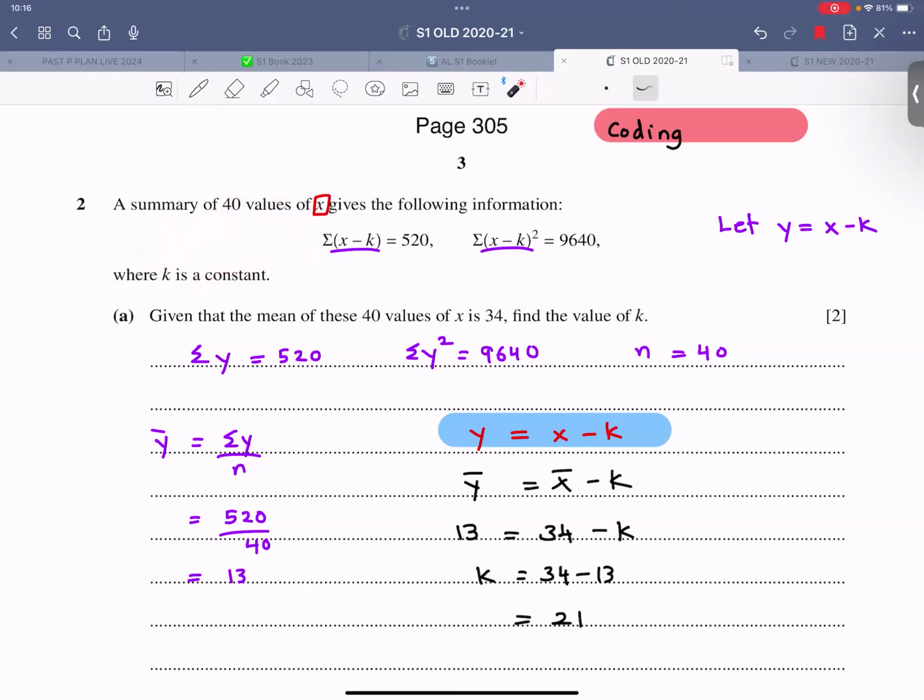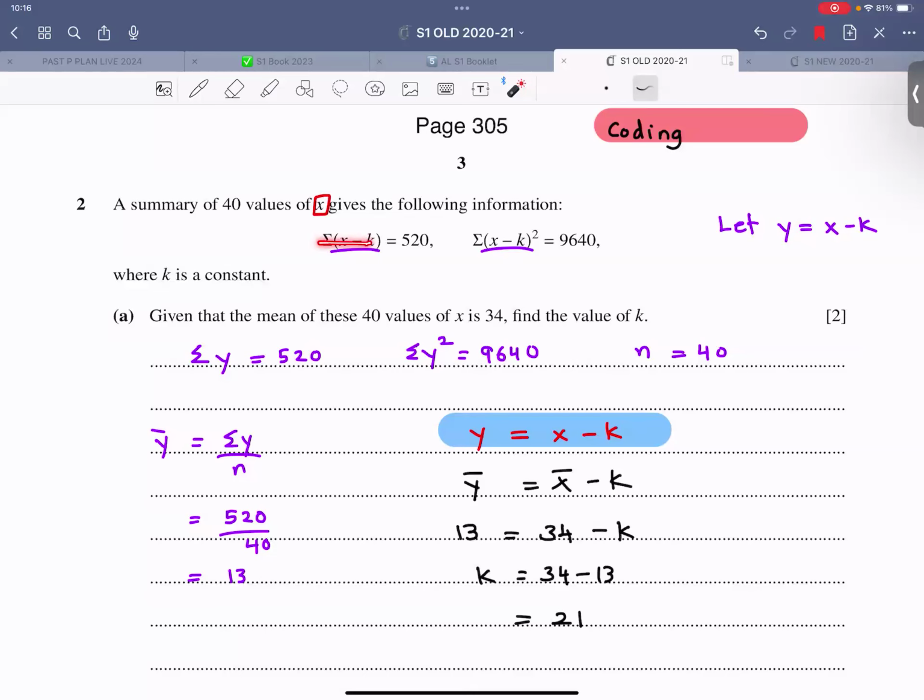This is the interesting one. Now, whatever is written inside the bracket, let it equal y. Coding means assumed mean. We have made a substitution to make the data simpler. Given that the mean of these 40 values of x is 34, so the mean of x is 34. What is the mean of y? Just hold for a second.